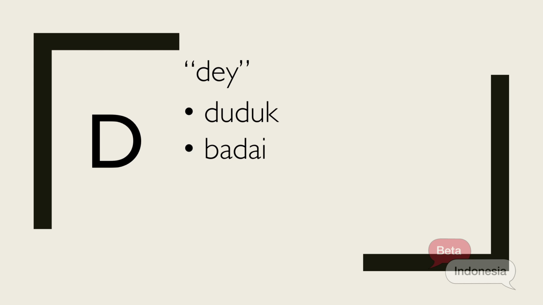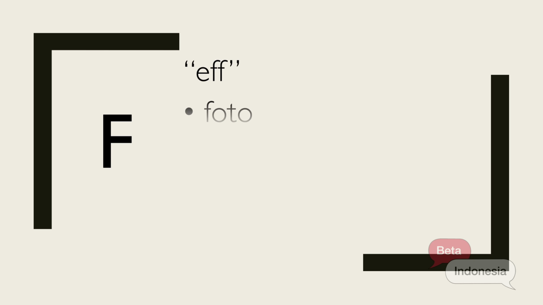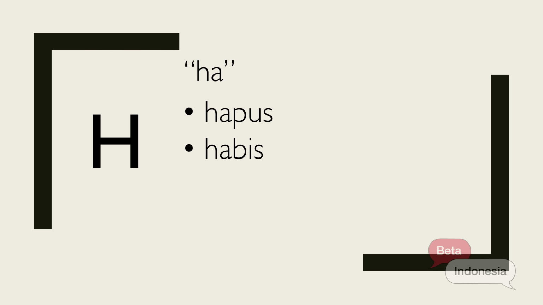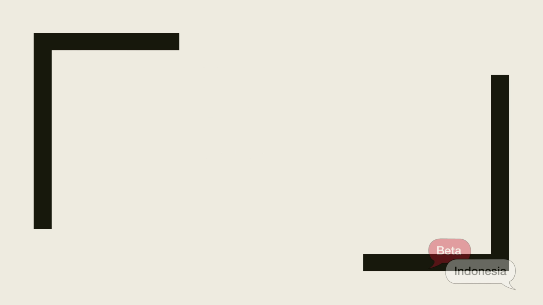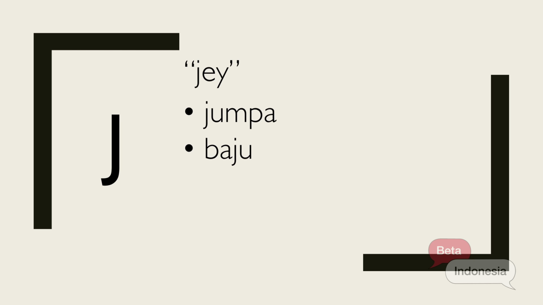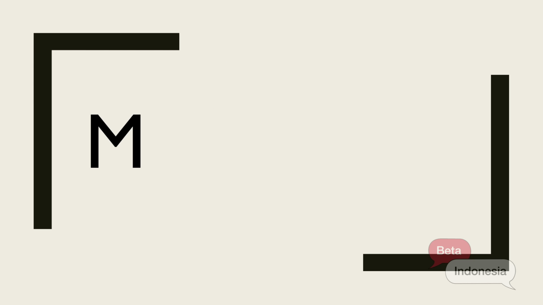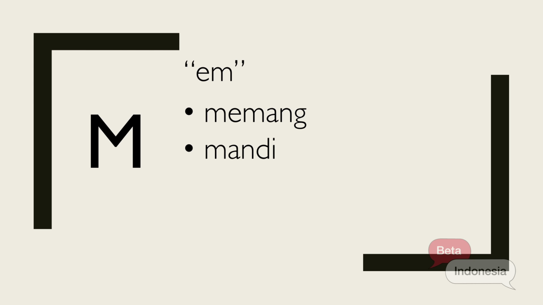D is for duduk and badai. F is for foto and informasi. H is for hapus and habis. J is for jumpa and baju. L is for lima and pulang. M is for memang and mandi.